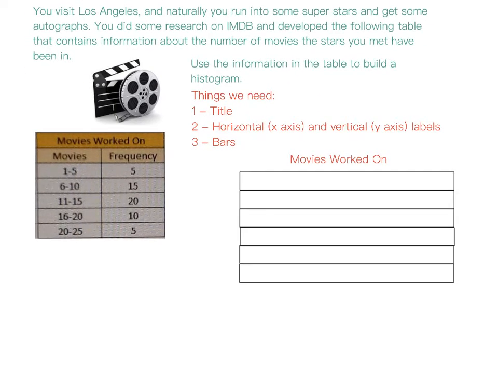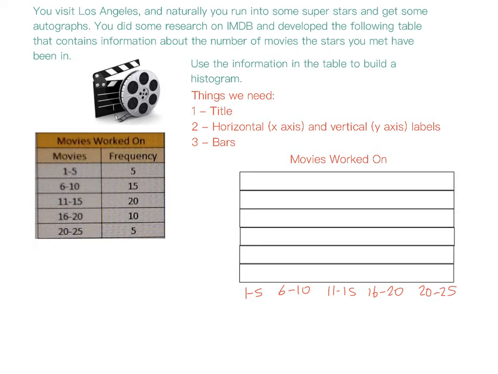Alright, so we got our title now, let's do these labels. So how about for down here? Remember, down here is where your ranges or your intervals go. So they give us the intervals here, 1 to 5, 6 to 10, 11 to 15. So we're going to make sure those are evenly spaced out, and we got to make sure we get all the way from 1 to 5 to 20 to 25. Alright, so give myself enough room, works perfectly.